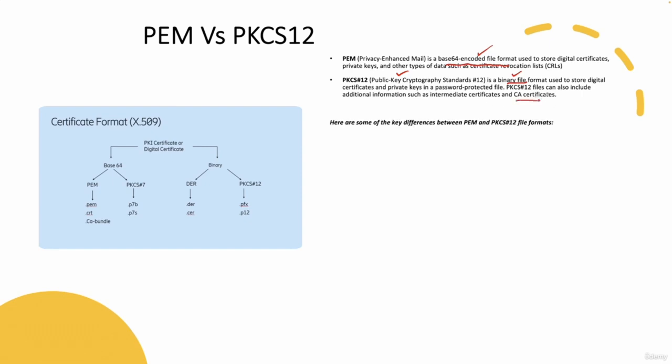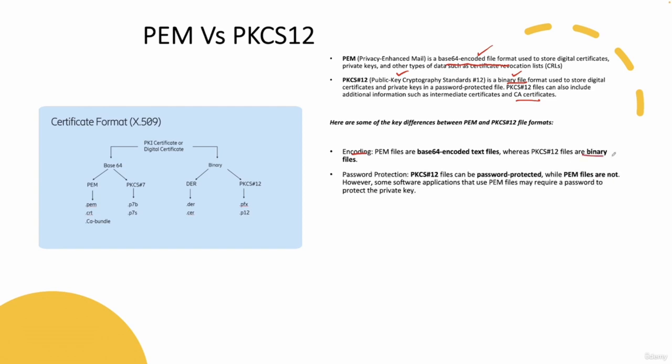Okay. So now sometimes people ask, I'm still getting confused, what is the key difference between a PEM and a PKCS? The very first difference is the encoding scheme, how the data is stored. PEM files are base 64 encoded text files, whereas PKCS are binary files. Very important difference. Then, as I told you, PKCS 12 files can be password protected, and PEM files are not. So you can't password protect your PEM files, but you can password protect your PKCS 12 files. However, some software applications that use PEM files may require a password to protect the private key.